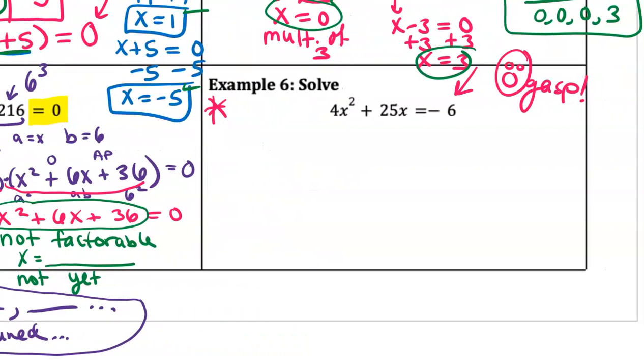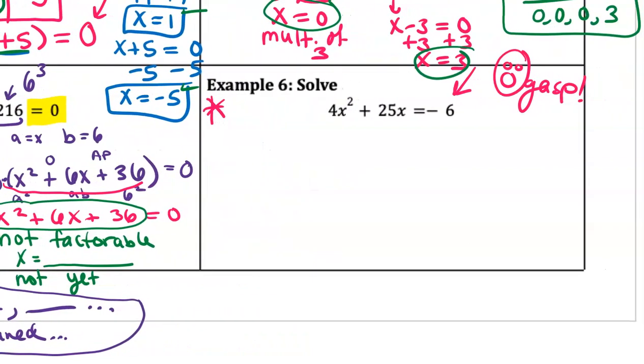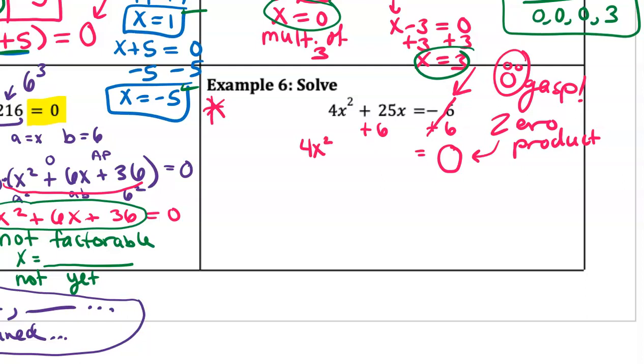Okay, last but not least, we gasped at this one earlier because, oh my goodness, how dare we have a non-zero number on one side of the equal sign. I need to get a 0 product, not a -6 product. So I'm going to add that 6 to the other side because I do not want it there. I want a 0 on one side, my 0 product. There's no like terms to add it with, so I just have 3 terms now on the other side, which is good actually, because then I can factor using this box.